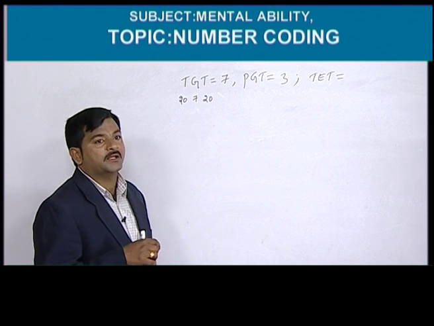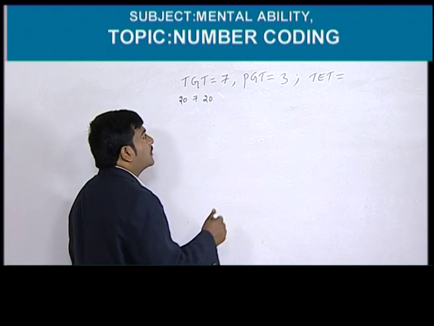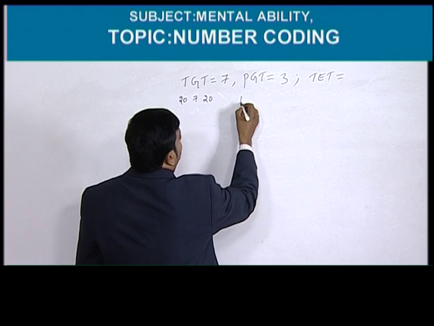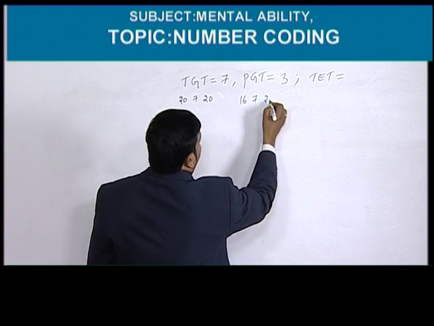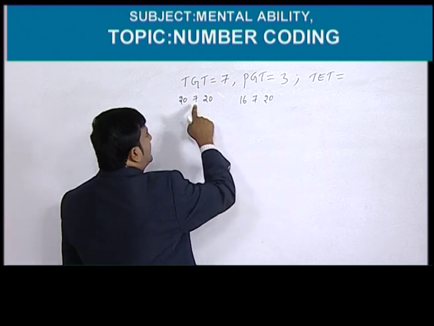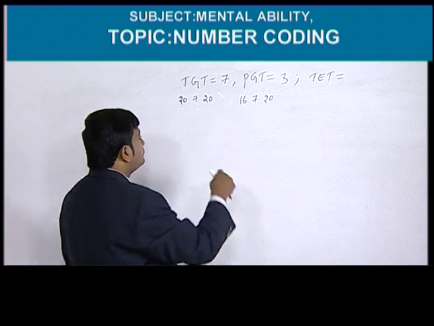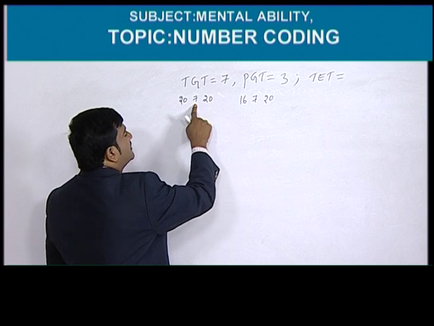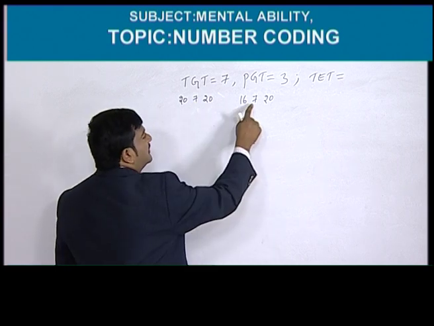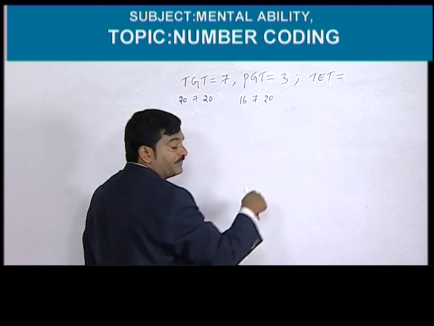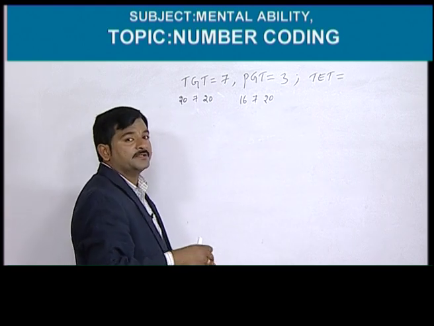I am not getting any concept. Now what will we do? PGT. P means 16. Again G means 7. T means 20. See, for example, you may think in that way. Here the middle number is 7, simply taken 7. But is it applicable for the second word? Here the middle number is 7, is there 7 again? No, that's why that condition fails.